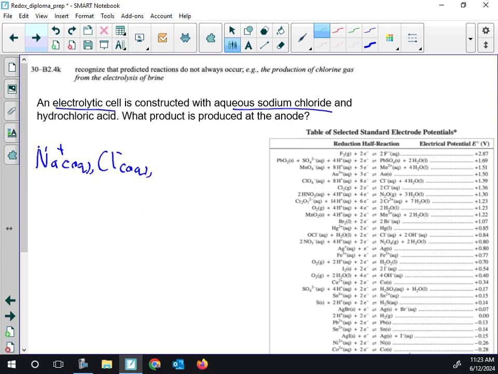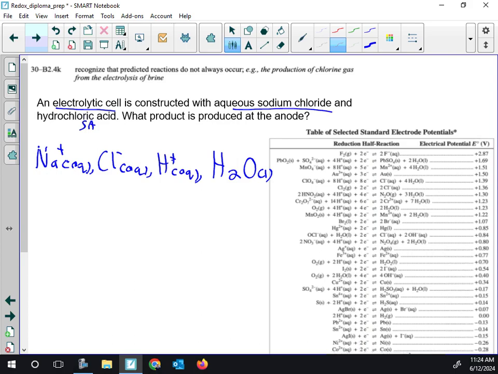hydrochloric acid. That is a strong acid, which would 100% ionize. So I'm going to break that up into H+ and Cl-. Now I already have chloride on my list, so I'm not going to repeat it. But last I have to add water. I always like to add water at the end. It's just how I do things and make sure I never forget it.